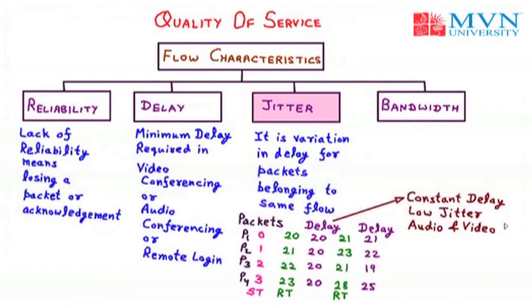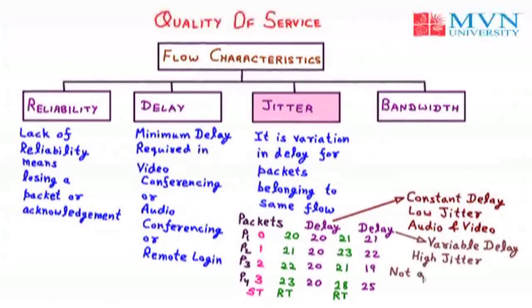But if I'm talking about the second delay, the delay is very high, or we can say that it is the variable delay. As we are having the variable delay, that is, the delay is very high, so we can say the high jitter. And the high jitter is not acceptable and not suitable for audio and video. That means for sending the audio and the video file, we need to set the low jitter, and for low jitter we need a good connection. And good connection, that means the constant delay is required.